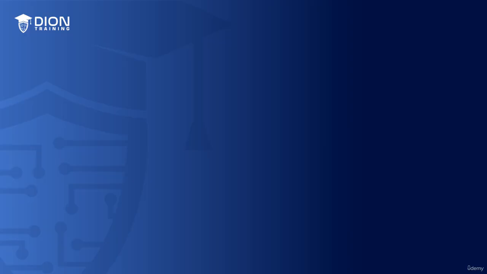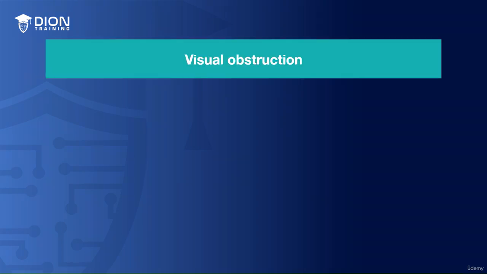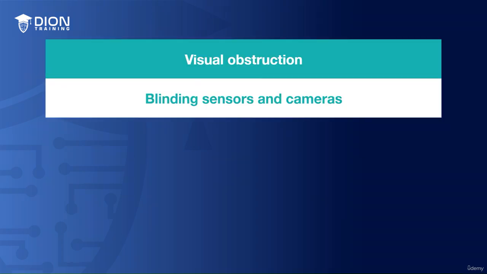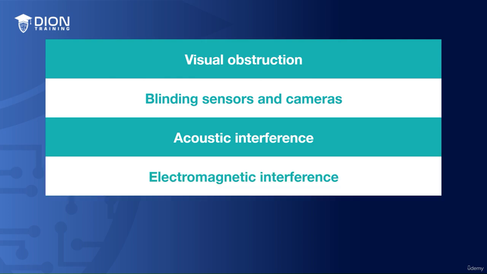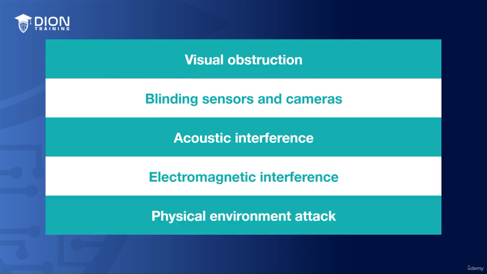So let's dive into some of the different methods used by attackers to bypass your organization's surveillance systems, like visual obstruction, blinding sensors and cameras, interfering with acoustics, interfering with electromagnetics, and attacking the physical environment.